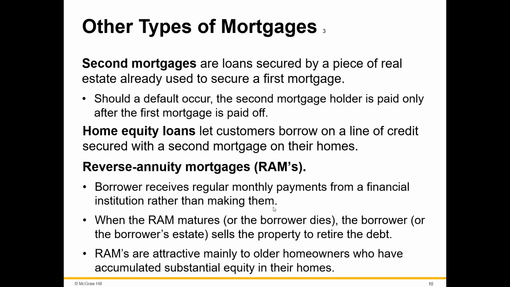Reverse annuity mortgages: the borrower receives regular monthly payments from a financial institution rather than making them. When the reverse annuity mortgage matures, the borrower sells the property to retire the debt. In an oversimplified explanation, it's like the bank is buying the home from you, but you still live in it. And then at the time that you pass away, the bank now owns the property. They just made you payments while you lived in it.